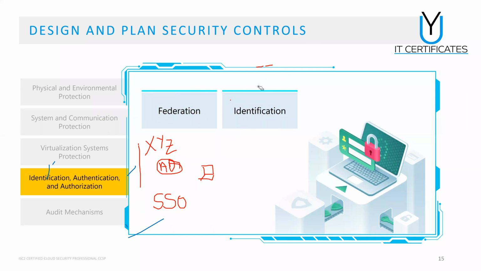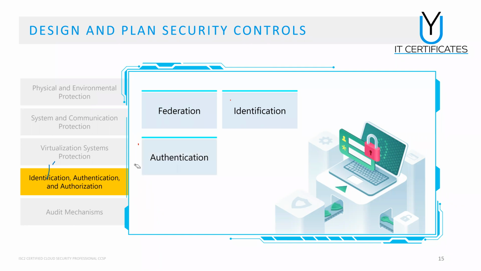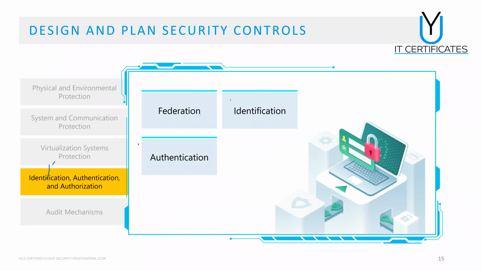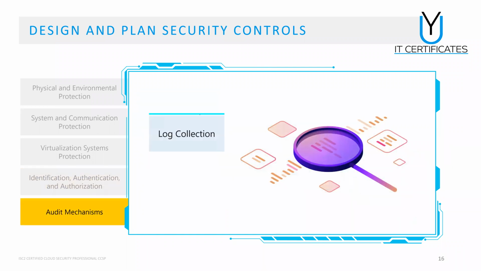Identification, as we mentioned before, is who are you? I am Osama. Authentication is proving your identification. As we clarified, we can do the authentication by something you know, something you are, something you have, or strong authentication. Then we have authorization, which is what you are allowed to do on the network. These are identification, authentication, and authorization.